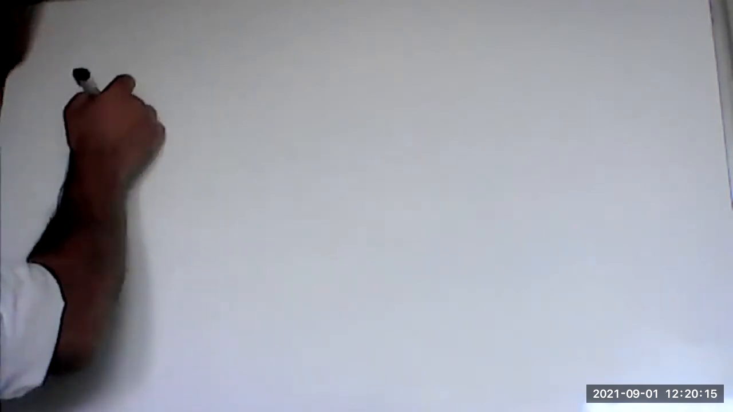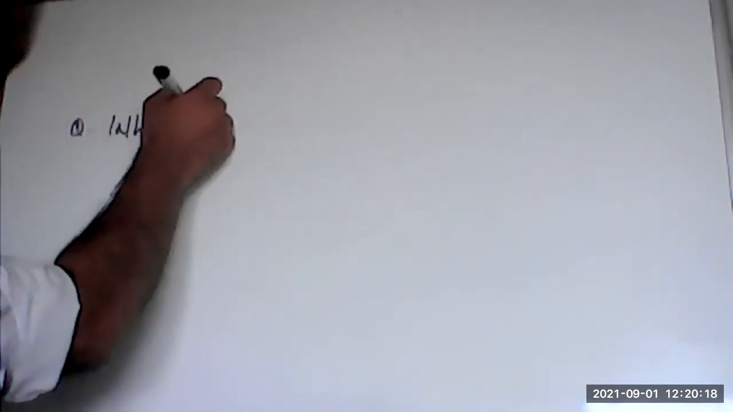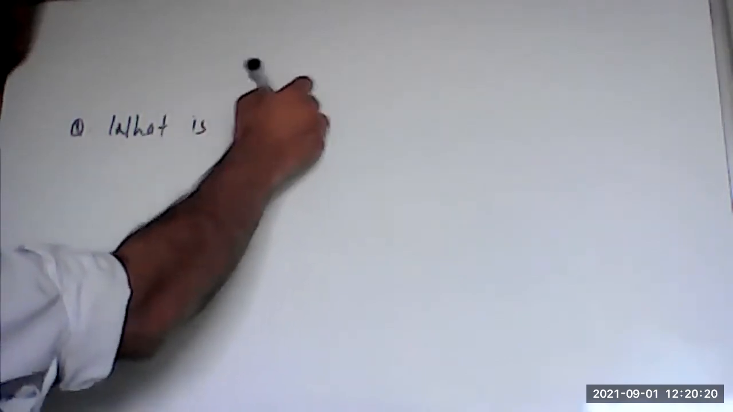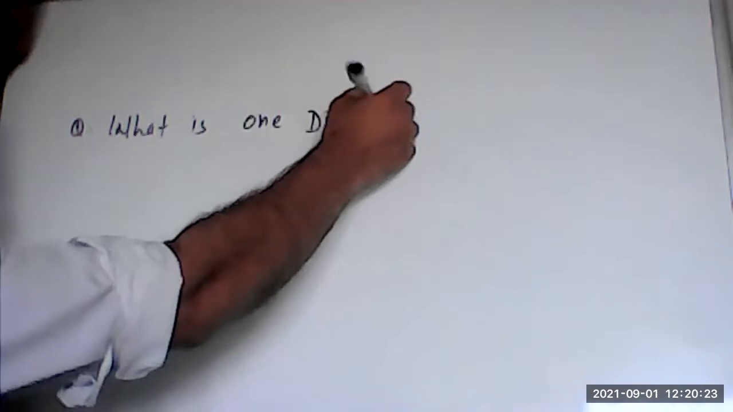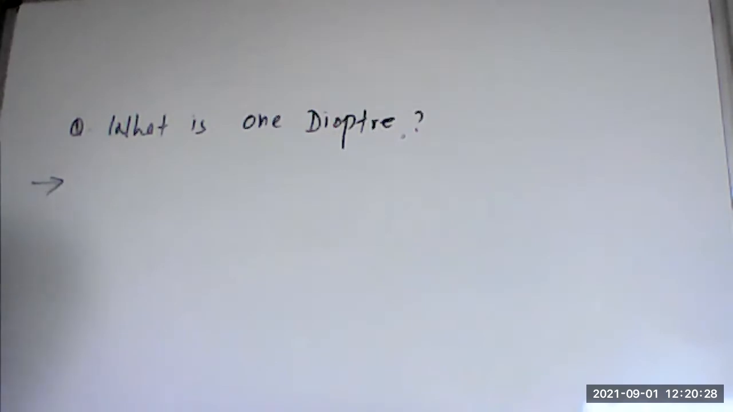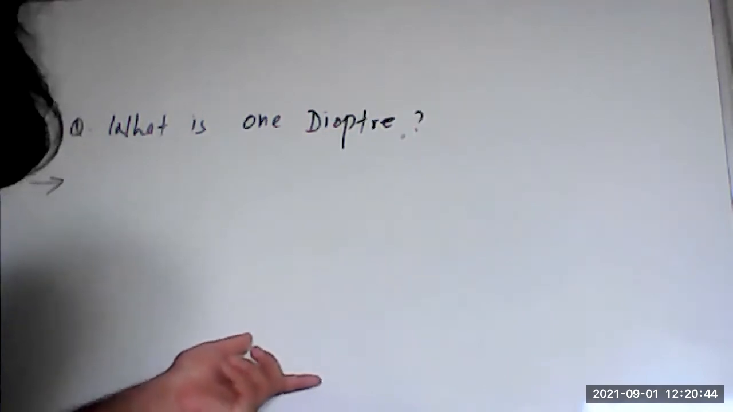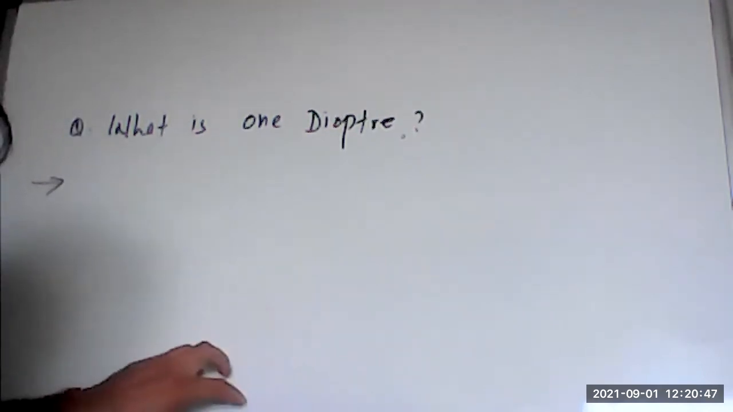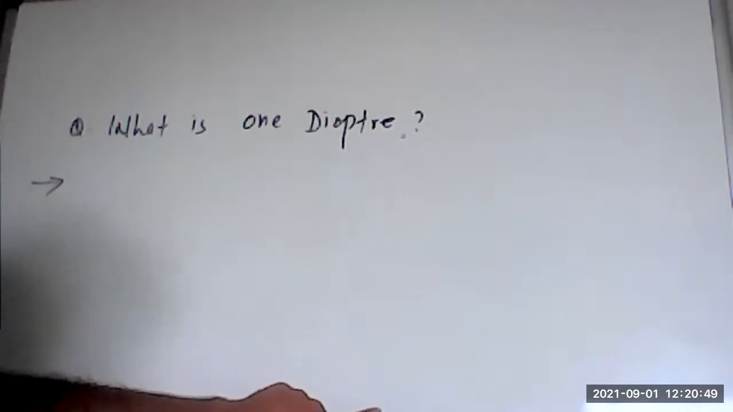Next is, now I directly write the question. What is one diopter? What is one diopter? I think that is written in your book also. Yes, clearly that is written in your book. And practically we did one numerical there, where we got the power of the lens as 1 diopter.